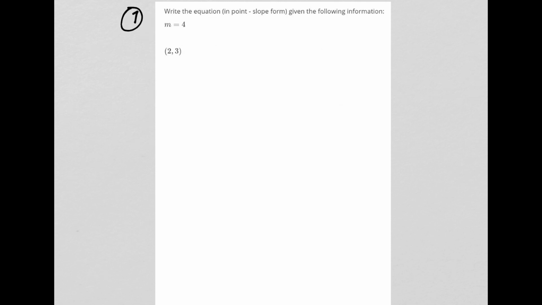Now, number 7, I'm just asking you to write the equation. I give you the m, and you have the point. So remember, we're using that y minus y1 is equal to m times x minus x1. So I already have my m. I'm going to label my point with x1 and y1, just in case you're still a little confused.